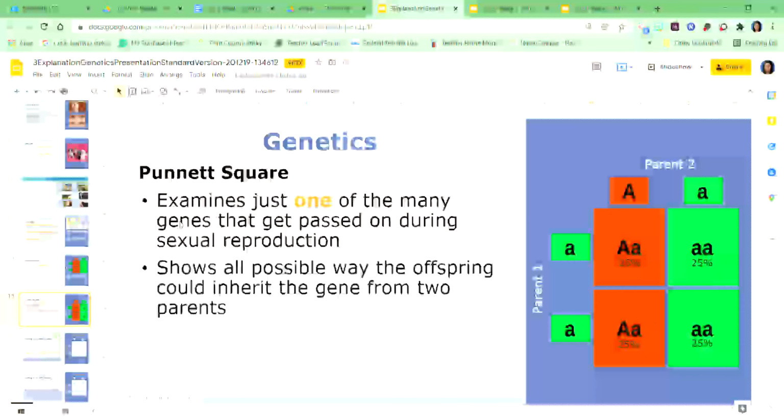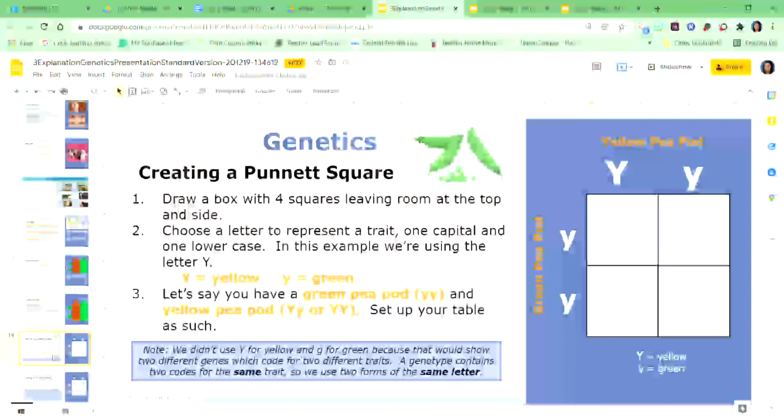So Punnett squares examine one of many genes that are passed on through sexual reproduction, and it shows all possible ways the offspring can inherit the gene from 2 parents. So if we were to draw a box, we need 4 squares in it for a Punnett square. Then you would choose a letter to represent a trait, 1 capital and 1 lowercase letter. In this example, we're using the letter Y. So a capital Y is yellow and a lowercase y is green.